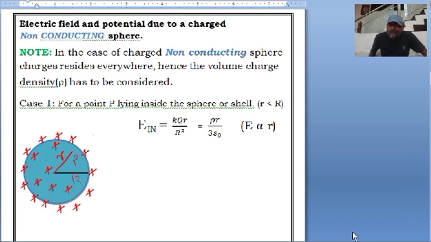Notice that in the previous class we learnt about the electric field and potential of a charged conducting sphere. Now we will consider the electric field and potential of a charged non-conducting sphere.